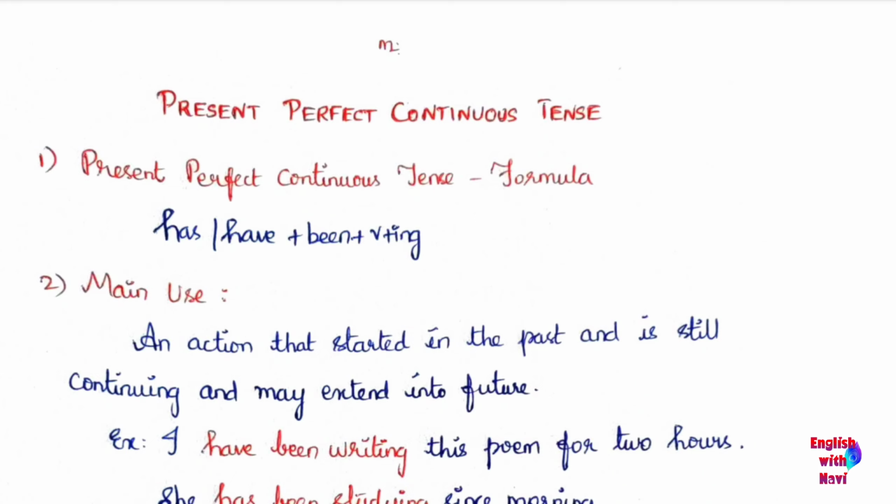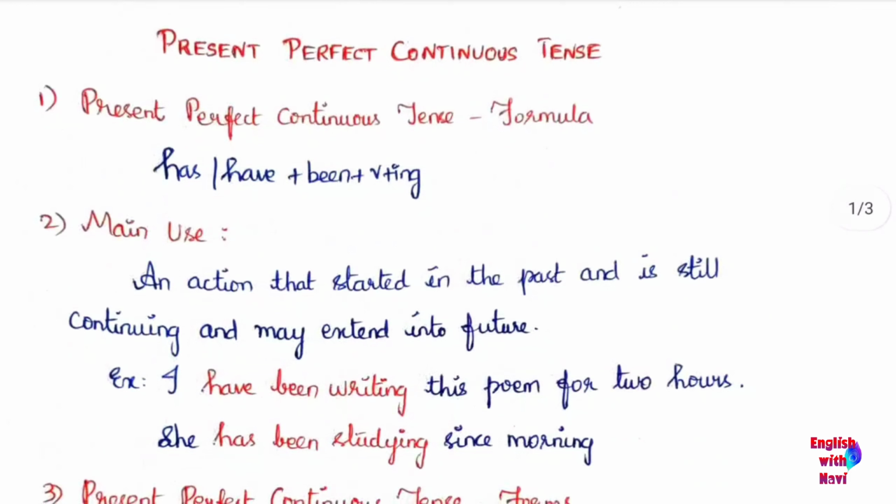Now, what is the formula or verb structure of this tense? I mean present perfect continuous tense. That is has or have plus been plus V plus ing. Just memorize this formula. I will explain the basic review later. What is the formula of this tense? Has or have plus been plus V plus ing. Alright, so that's the first important point that you should keep in mind.